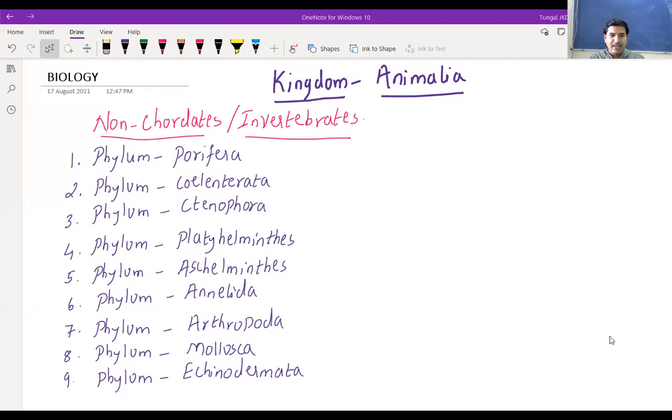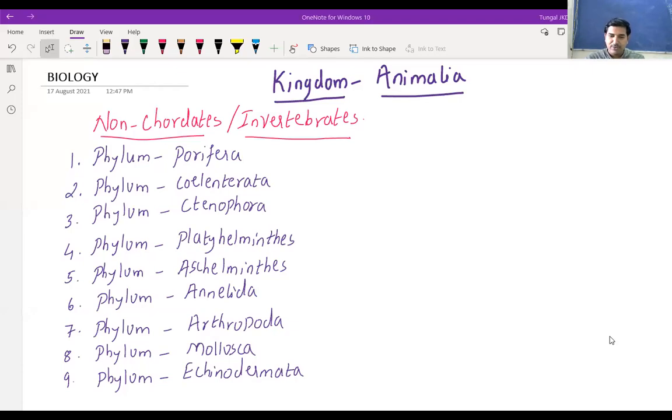Then the fourth phylum, Platyhelminthes, flat worms. Then Ascalmenthes, which we call round worms. Then Annelida, ringed worms, since there are rings on the body called annuli. Then Arthropoda, which includes insects. Mollusca, soft bodied animals, also called shelled animals. Echinodermata, the last one, spiny animals like the starfish.